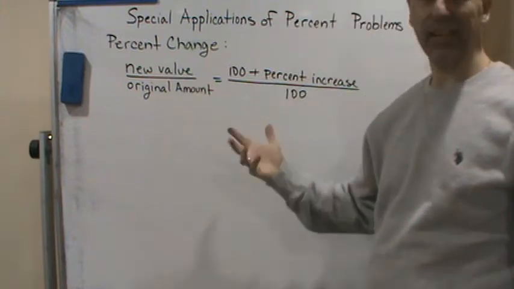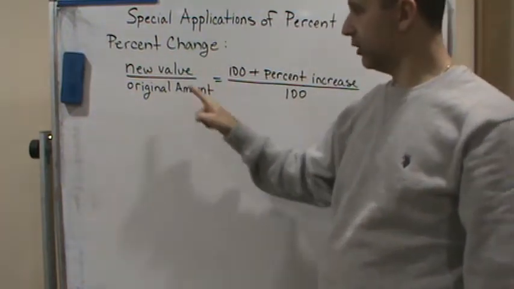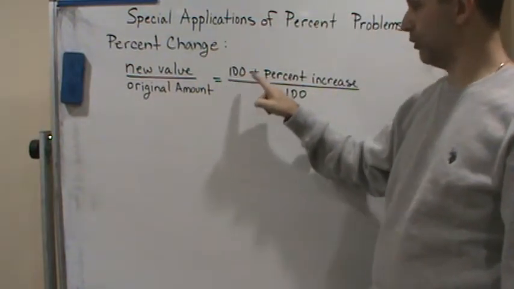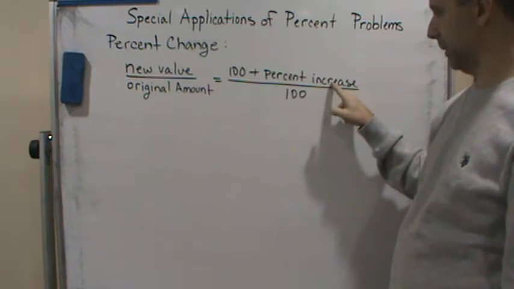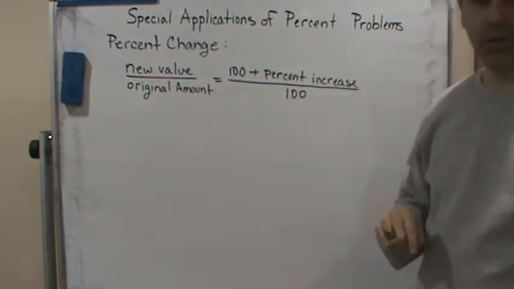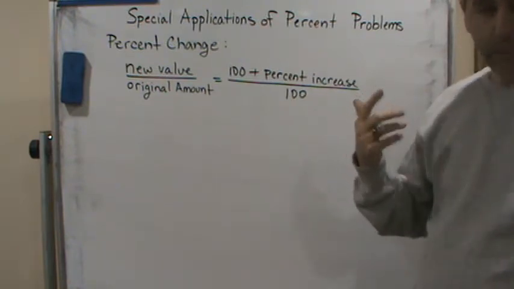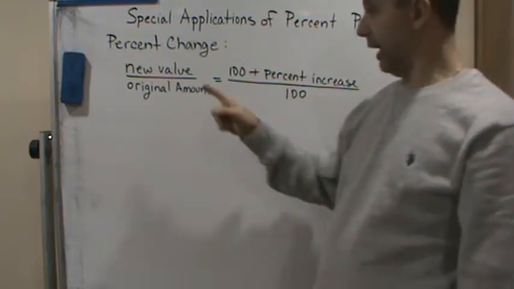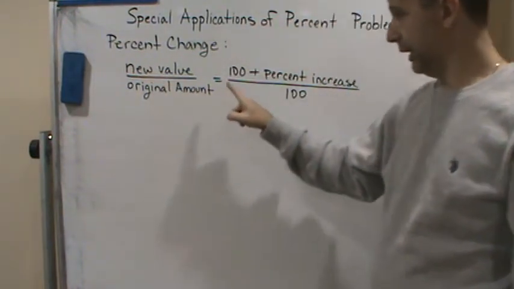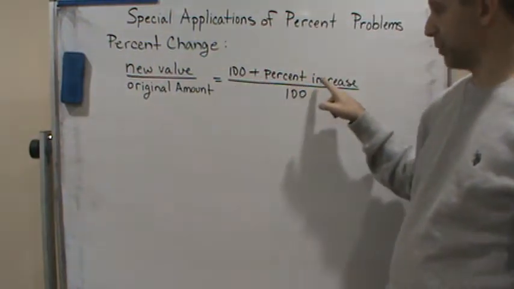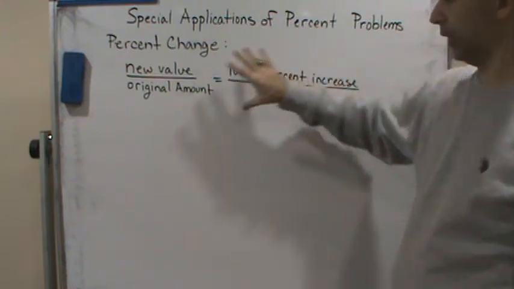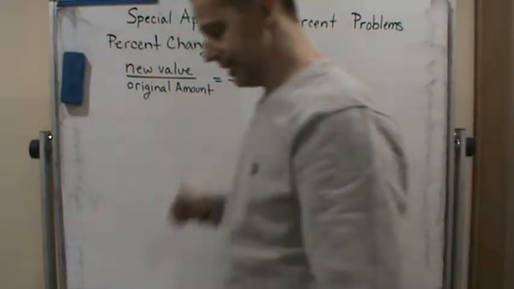Well, for example, let's say it's an increase. Let's say we're dealing with a percent increase. I can do new value compared with the old value is equal to 100 plus the percent increase divided by 100. Or if I wanted to do a percent decrease, then I would have new value over the original amount equals 100 minus the percent decrease over 100. Okay, but we're going to use this one in the next example and see how it works.